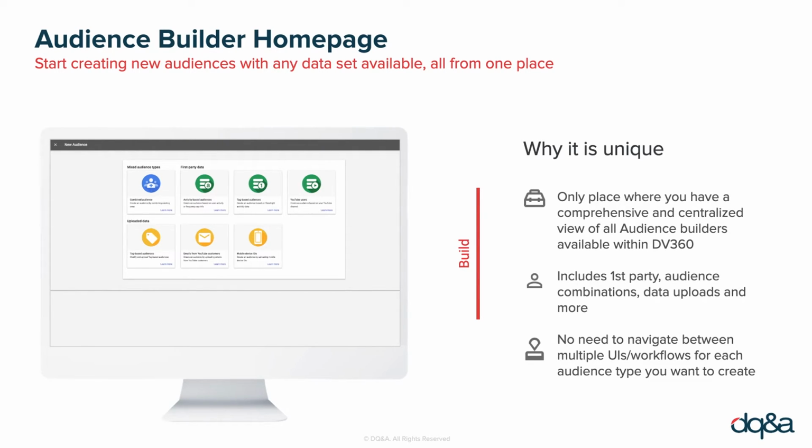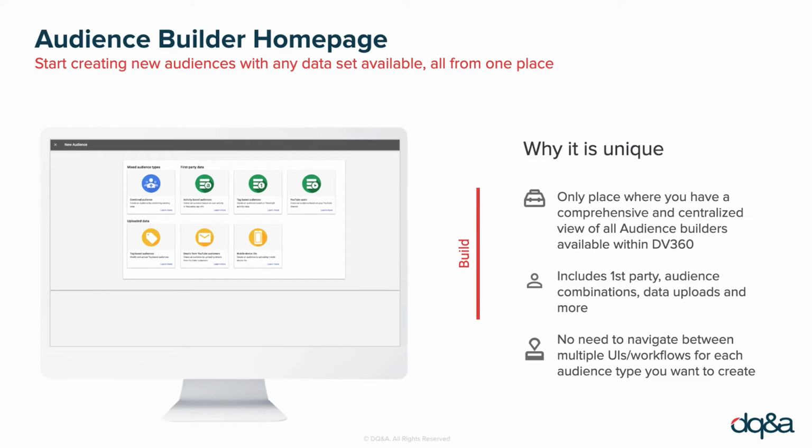And with more insights about your customers from this analysis tool, you're able to start creating new audiences with any data set available, all from one place. And this can be found on the Audience Builder homepage. This view can be found under all audiences in the audience module if you select new audience. And this is a place in the Google Marketing Platform where you have one centralized view of your audiences, and it includes your first party data, combined audiences, data uploads, to name a few.